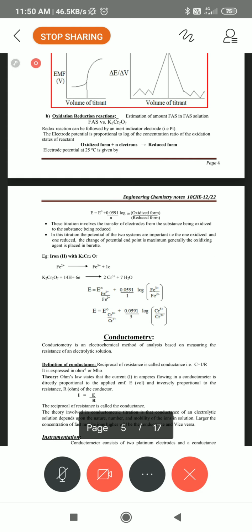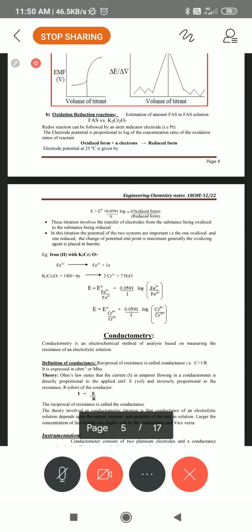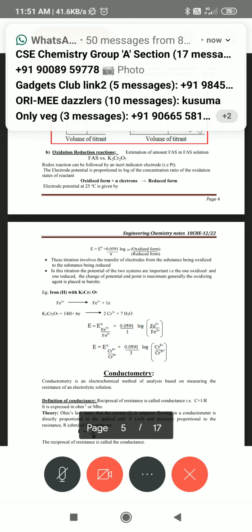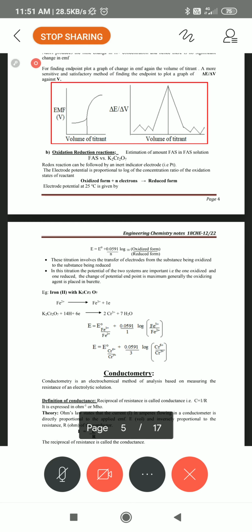The x-axis is the volume of potassium dichromate, the y-axis is the potential of the FAS, that is the potential EMF versus the volume of potassium dichromate. At that time you get this bell-shaped curve, where the tip of this bell shape is the equivalence point, corresponding exactly to the x-axis, and immediately you can note it down. So that is the end of the experiment.